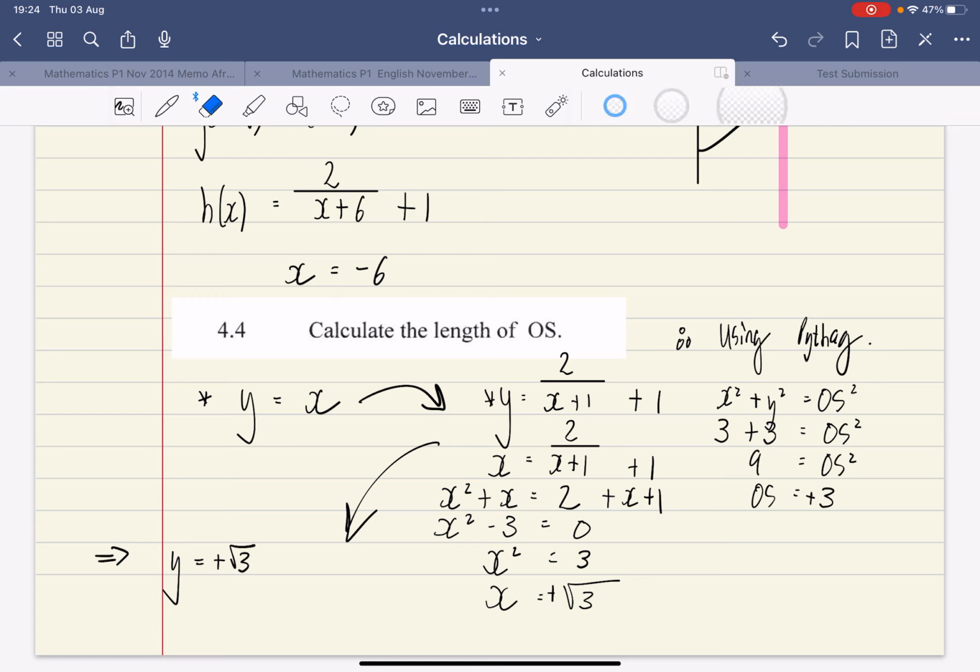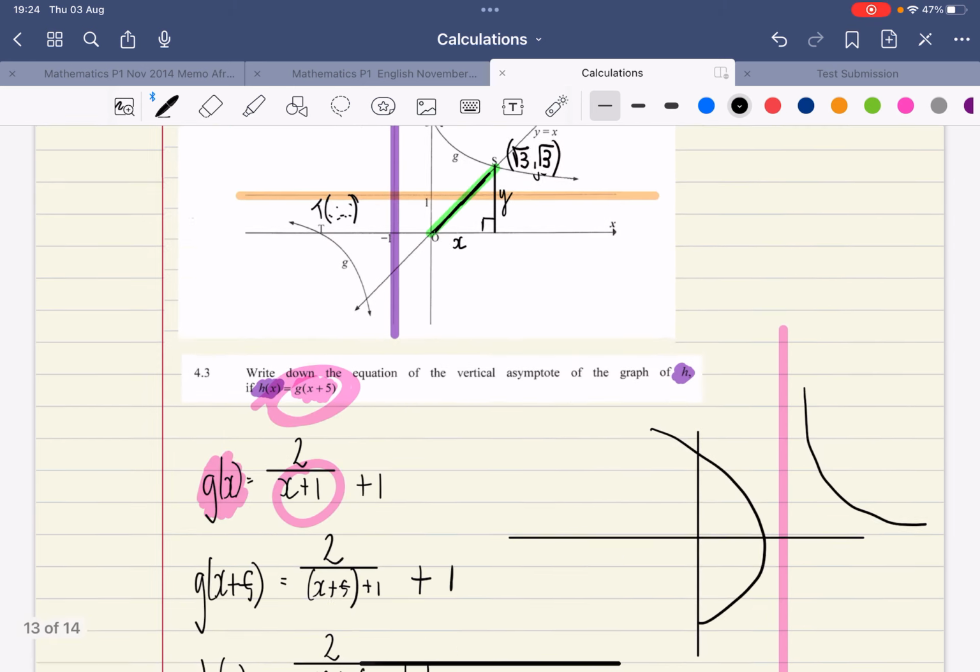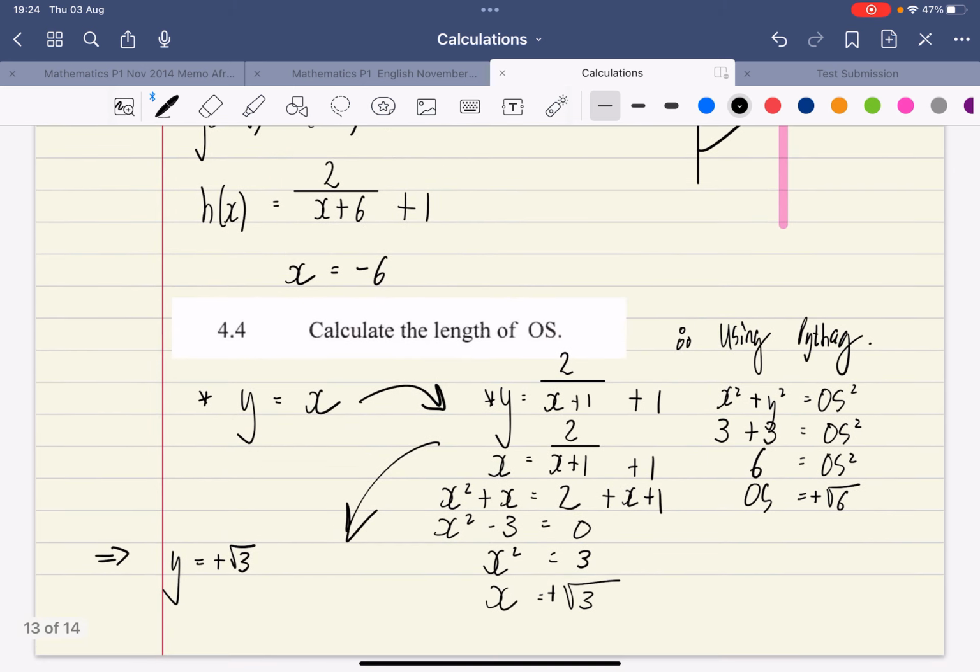I apologize. I have made an arithmetic error. I thought that looked very strange. 3 plus 3 is 6. So OS equals root 6. And in this case, because the distance is positive, it will be positive and not negative. And that is all to it.